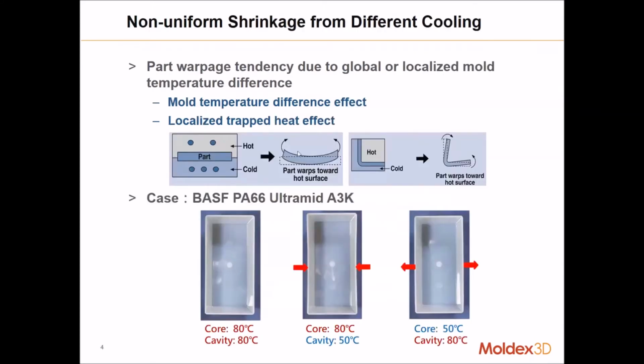So here is something to show you, for example, the non-uniform shrinkage from different cooling. For example, if you have a plate, and on the core side is a lower temperature and on the other side is a higher temperature, this will result in part warpage.